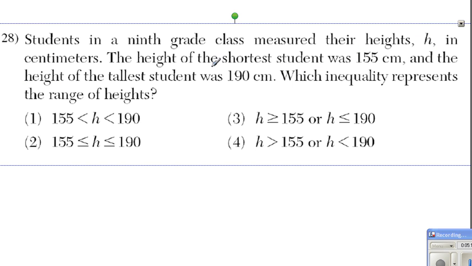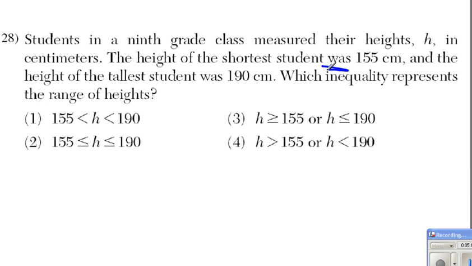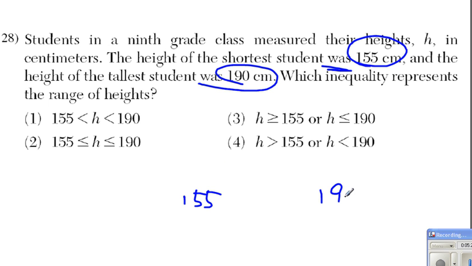Now, here, the shortest student was 155 and the tallest student was 190. So we are looking at 155 to 190, including those values. So between these, we are looking at number 2, because we did have a student with 155 and also 190.